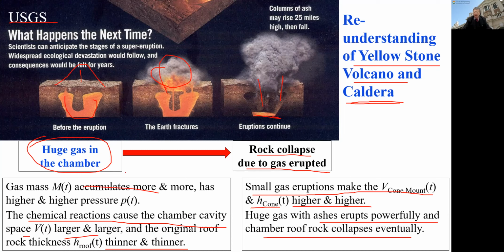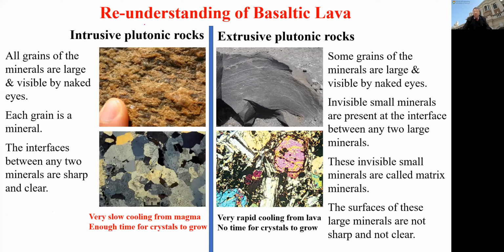So the chamber here, that's the Yellowstone mountain. So people say, oh, Yellowstone will erupt again. That's difficult because this chamber collapse has finished already. So it takes a lot of time to build up the cavity and then the cone mountains. So that's the understanding of the cone mountains and the gas and the chamber or the cavities. So we need to re-understand the basic basaltic lava.